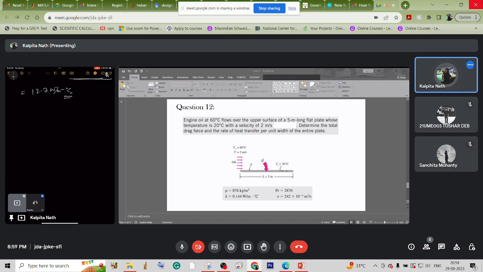Have you solved it? Ma'am, is the answer 376.76? For what? For heat transfer coefficient or heat transfer rate? Heat transfer coefficient. No. Okay, let me solve it for you. Wait.